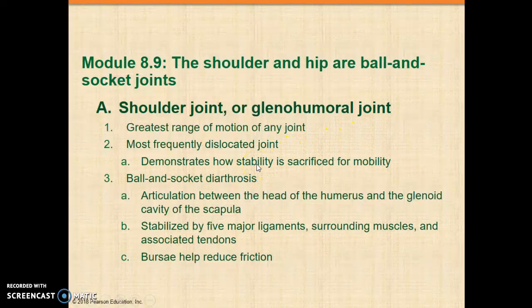The shoulder and hip are ball and socket joints. The shoulder joint, or glenohumeral joint, has the greatest range of motion of any joint in the body, and it's also frequently dislocated. This demonstrates how its stability is sacrificed for that greater mobility. Articulation is between the head of the humerus and the glenoid cavity of the scapula. It is stabilized by 5 major ligaments, surrounding muscles and associated tendons, and the bursae help reduce friction.